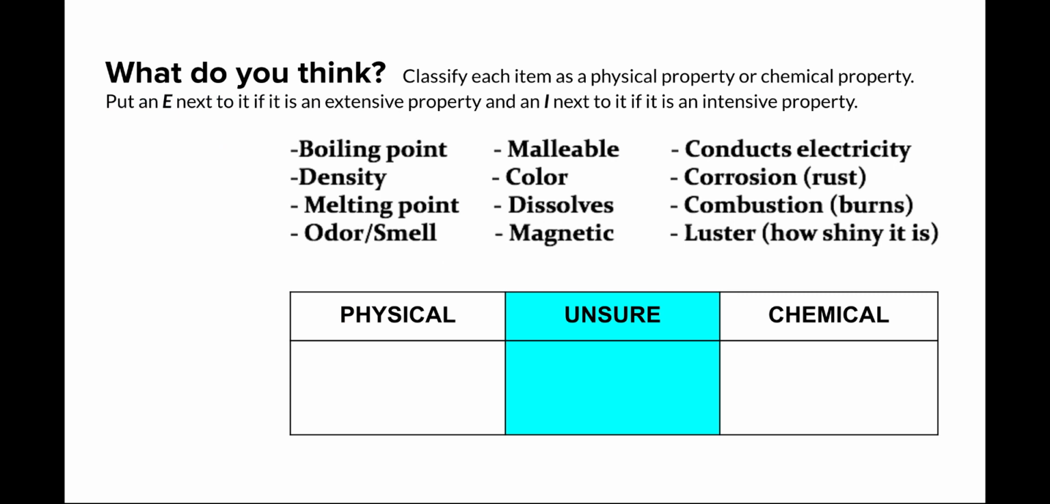Here, I want you to classify each of these as a physical or chemical property. And then I want you to put an E next to it if it's an extensive property and an I next to it if it's an intensive property. So pause the video and go ahead and sort these into either physical property, chemical property, or unsure.